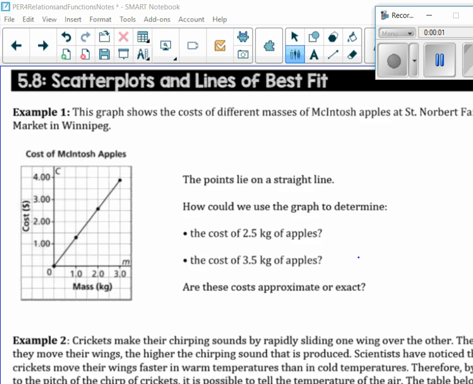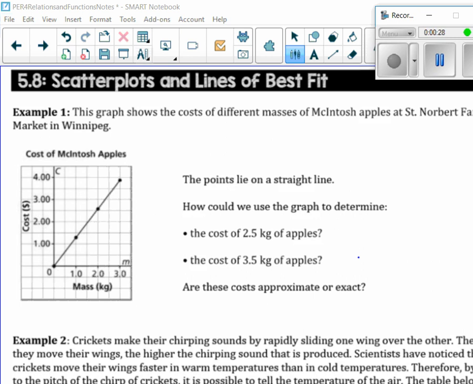Scatter plots, before, when you did any kind of experiment and then you're plotting the data? Okay, so this graph shows the cost of different masses of Macintosh apples at St. Norbert's Farmer Market in Winnipeg. Oh, look at that. So the points lie on a straight line. How can we use the graph to determine the cost of 2.5 kilograms of apples?